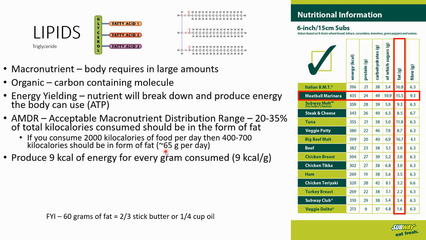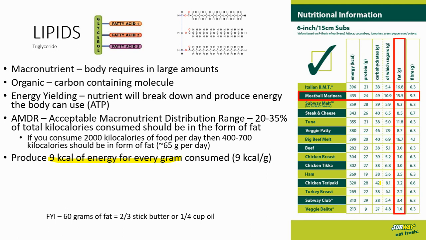So you're going to need to know this relationship here, just like you had to for carbohydrates. For every gram of fat consumed, you're going to produce 9 kilocalories of energy. So that's quite a bit different than carbs. It's actually more than double the amount of energy you're going to get per gram of carbohydrate.